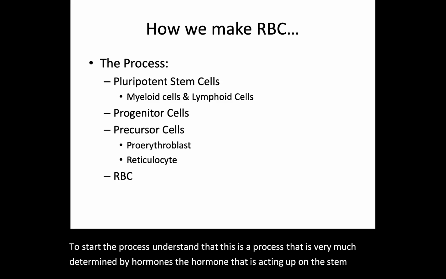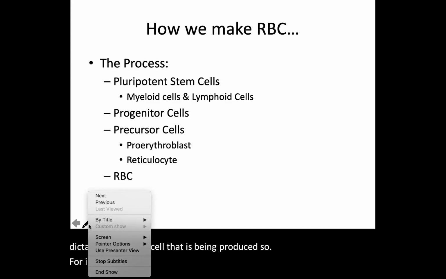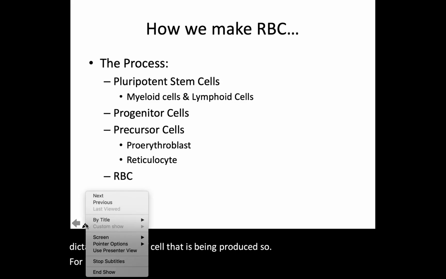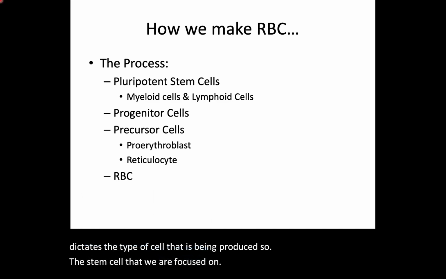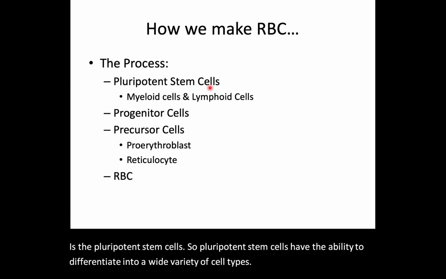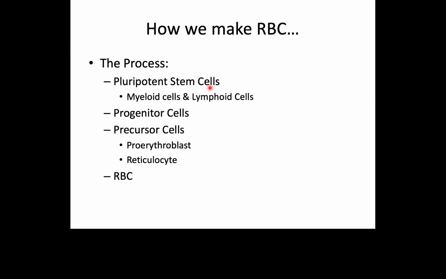So, for instance, the stem cell that we are focused on is the pluripotent stem cell. Pluripotent stem cells have the ability to differentiate into a wide variety of cell types. Those cell types include even osteoprogenitor cells, which is the main cell type found within the skeletal system.